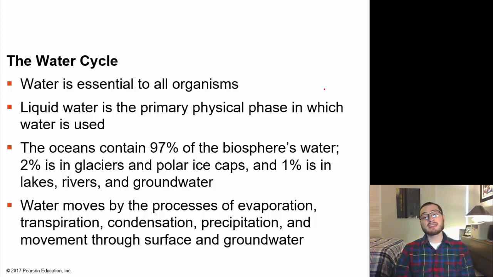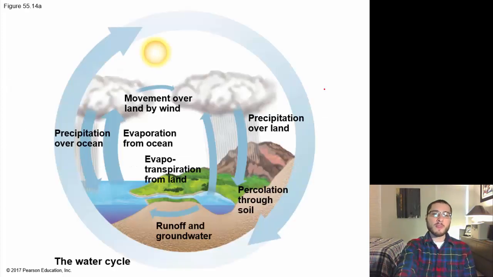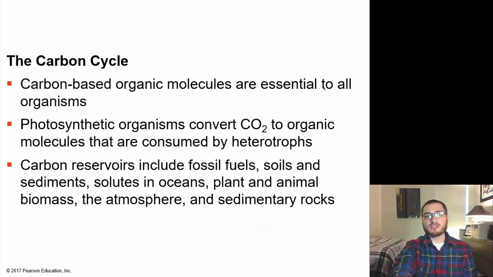So the oceans contain about 97% of the water. 2% is in glaciers and polar ice caps, and 1% is in lakes, rivers, and groundwater. So water moves by the processes of evaporation, transpiration, precipitation, condensation. You guys know this stuff: where it rains, it's going to run off, it's going to be evaporated. You're going to have transpiration from plants, and you're going to have precipitation come back again. So that's fairly simple.